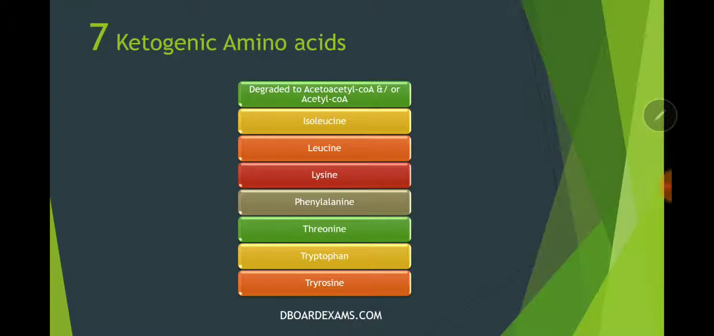Out of the 20 amino acids, 7 amino acids are ketogenic amino acids. What does ketogenic mean? These are amino acids which are degraded, metabolized, or broken down to form acetyl-CoA, and you know these are ketones. So these are amino acids which are broken down or degraded to form ketones.